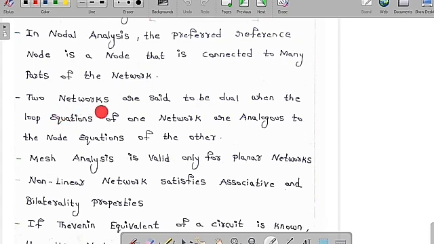Two networks are said to be dual when the loop equations of one network are analogous to the node equations of the other. It's a very important point. Only when the loop equations of one network are analogous to the node equations of the other network can we say that these two networks are dual.